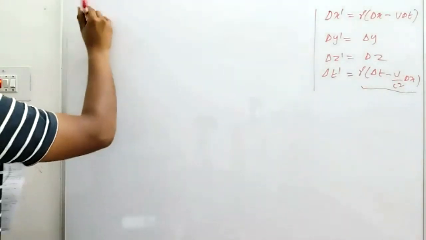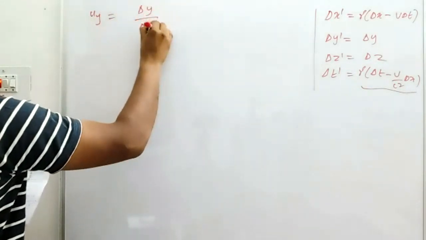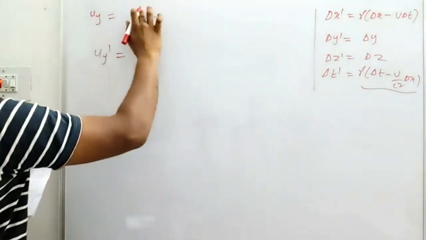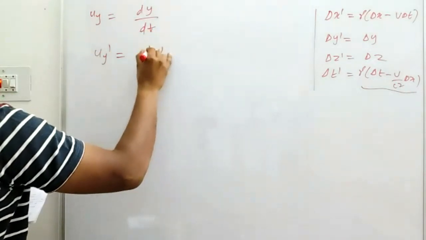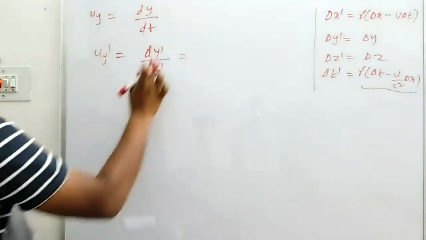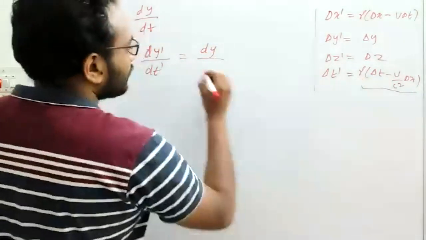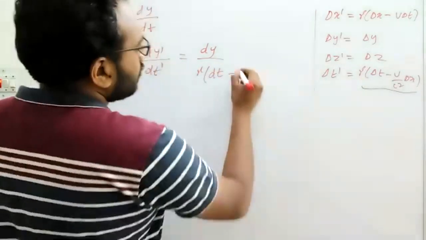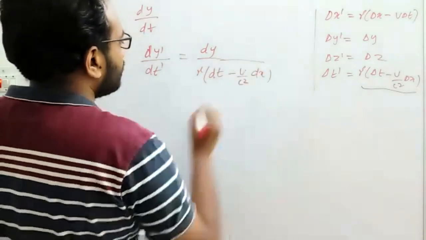All right, let's say uy is equal to delta y by delta t. Correspondingly, uy prime would be dy prime by dt prime. Right, dy prime is dy, no problem. But dt prime changes to this thing. So it's gamma times dt minus v by c square dx.